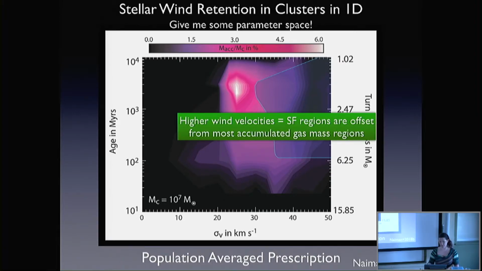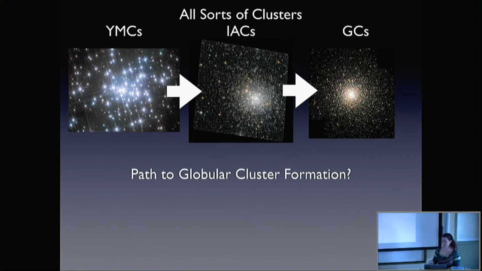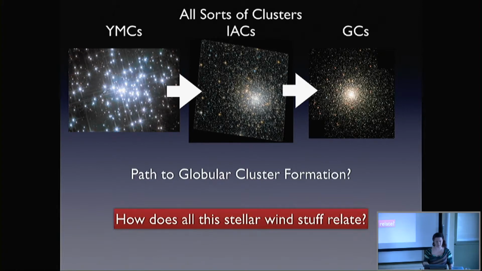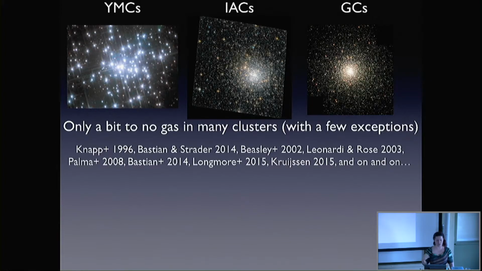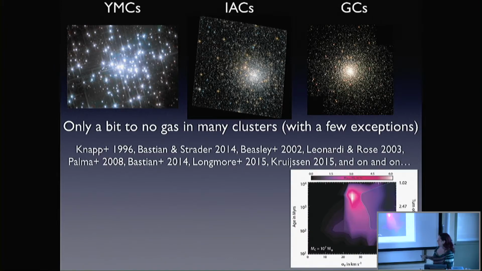those regions are offset. And so what does this mean if we look back at our path to globular cluster formation? How does all this stellar wind stuff relate, except for just kind of being a downer, right? Which is true, it's a fact, it's kind of a downer talk. So if we look again at the different ages, we said that there's no gas, with a few exceptions, and we look at our population average prescription. For globular clusters, we don't see any gas, so that's great. And for young massive clusters, we don't see a lot of gas either, so that's great.